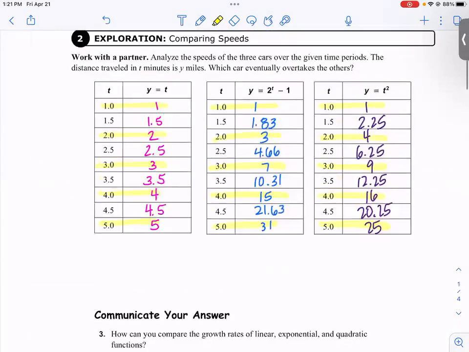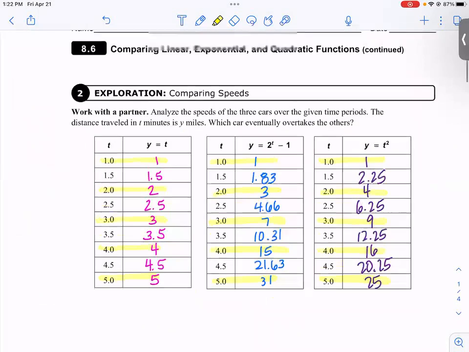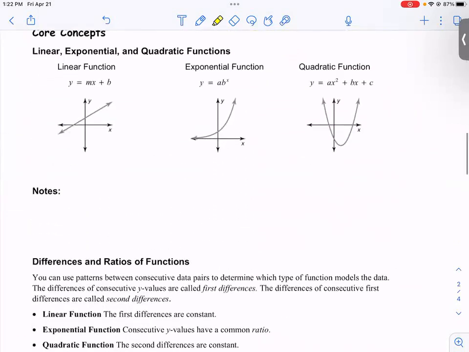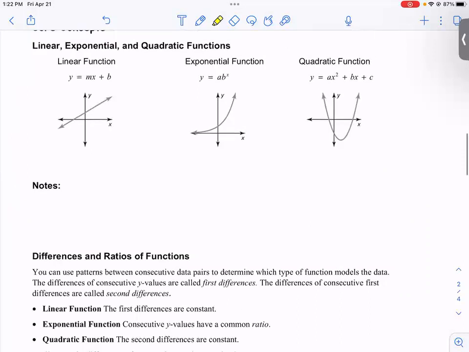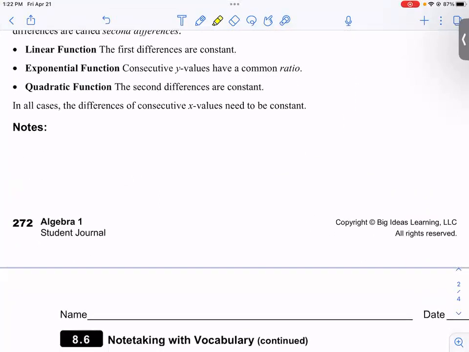So notice how both 2 and 3 were increasing. It increases slowly and then it gets big fast. Okay. So what we need to be able to do is determine if we have a linear, exponential, or quadratic function. So in a set of data, if we have a linear function, then the differences in our y values are going to be constant.